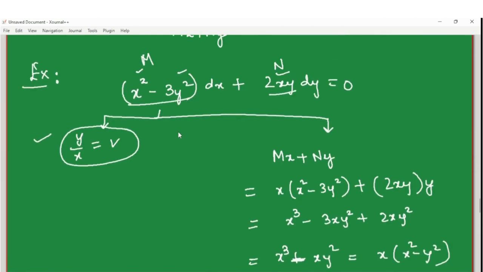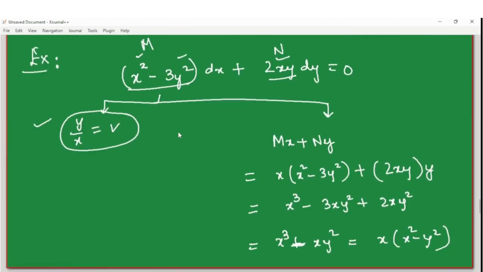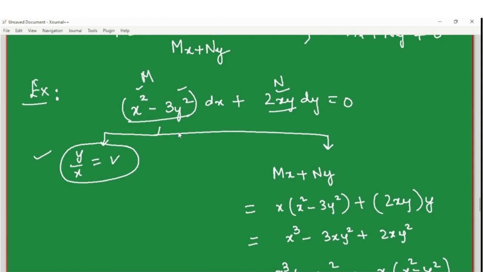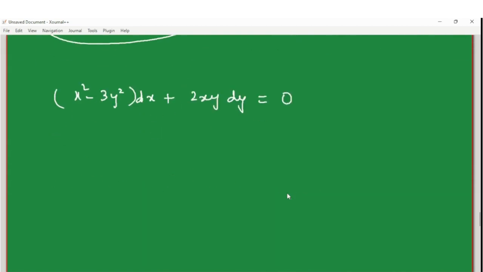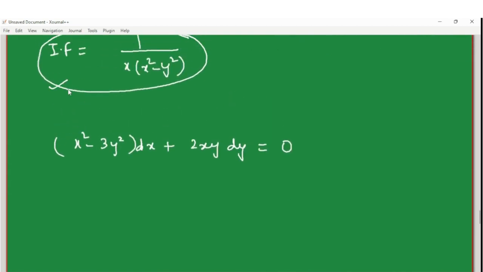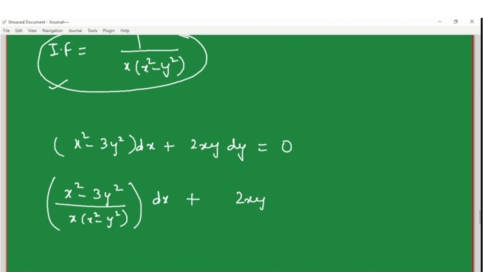So let's look at the differential equation, go back to this and multiply throughout by the integrating factor. The given equation was (x square minus 3y square) dx plus 2xy dy equal to 0. Now, since I've got an integrating factor, let me multiply this by it: x square minus 3y square, when multiplied with 1 upon x into (x square minus y square), makes it this. So this is my new M, and the new N is 2xy upon x into (x square minus y square).